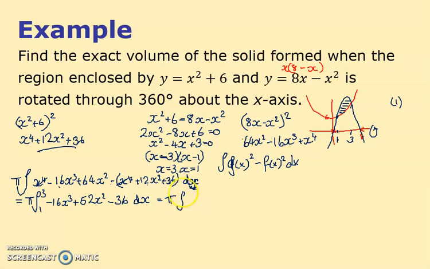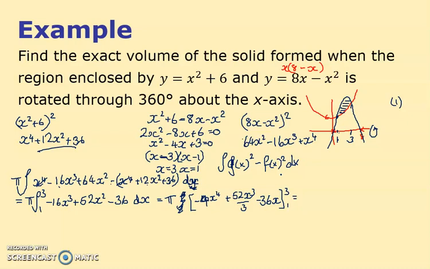Between 1 and 3 then, if I integrate this, let's do the integration, I get minus 16x to the 4 over 4. Alright, so that just becomes minus 4x to the 4 plus 52x cubed over 3. That doesn't simplify quite so nicely, minus 36x. And that's between 1 and 3. I can just type that into my calculator. It's going to be negative 4 times 3 to the 4 plus 52 divided by 3 times 3 cubed, and then minus 36 times 3.